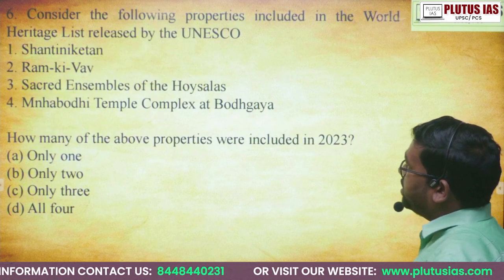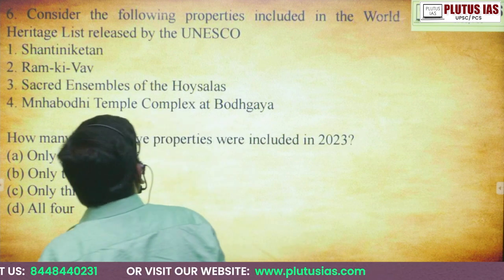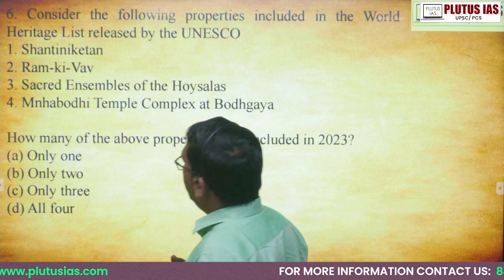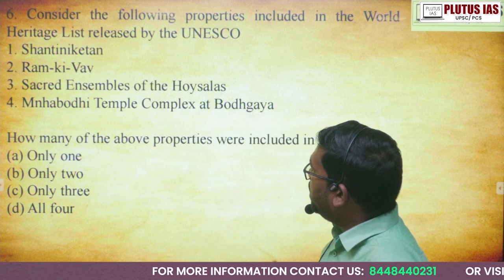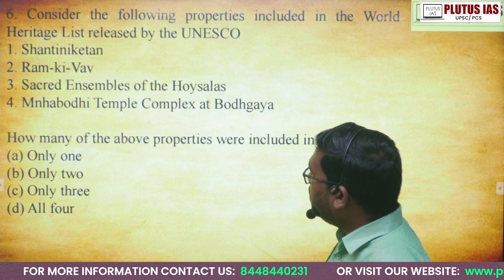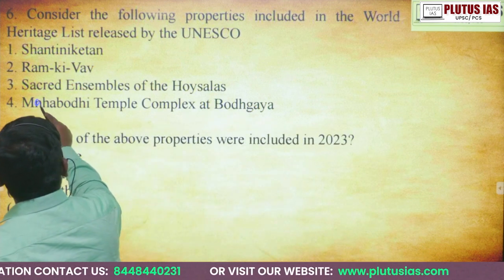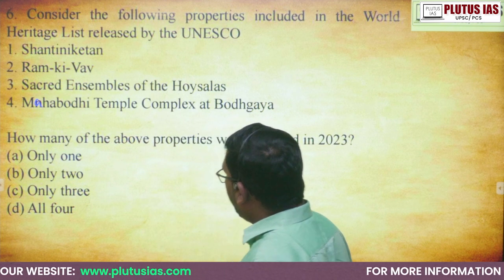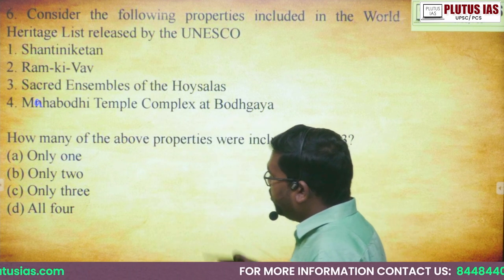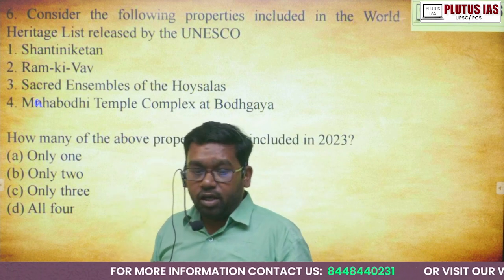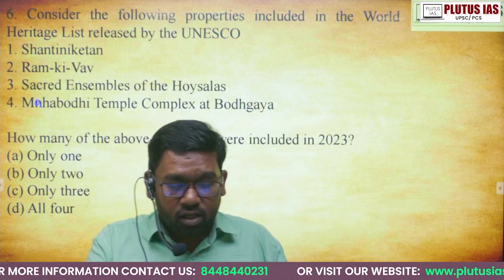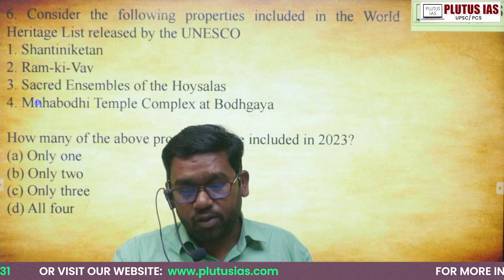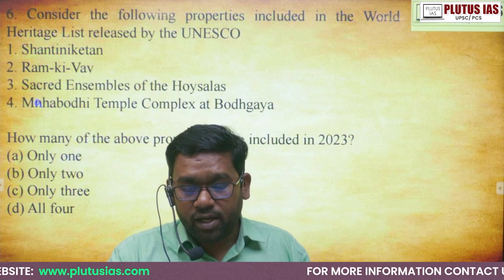When we discuss question sets, consider the following properties included into the World Heritage List released by UNESCO: Shanti Niketan, Rani Ki Vav, Sacred Ensembles of the Hoysalas, and the Mahabodhi Temple Complex at Bodhgaya. Okay, the four sites. How many of the above properties were included in 2023? Only one, only two, only three, all four. Students, if you read the newspaper and current affairs of this time, you will be able to find that only two of the sites were included in 2023. Sirf do hi sites 23 mein include hue the.